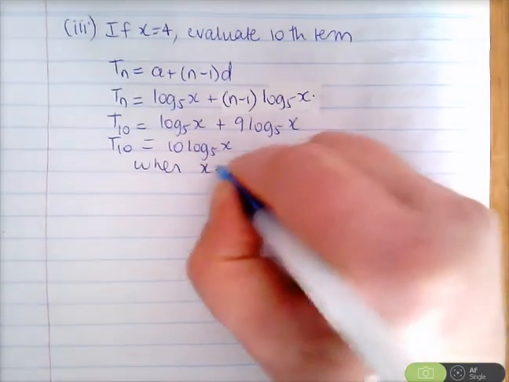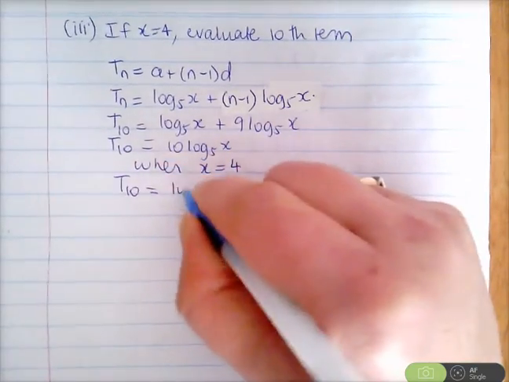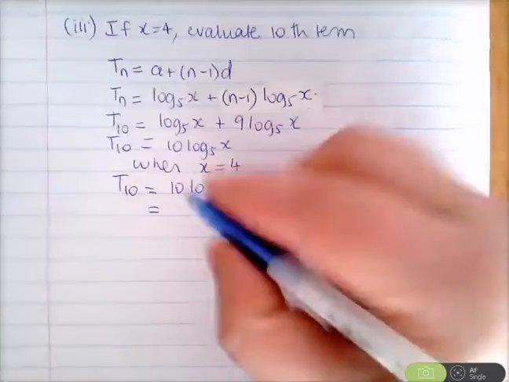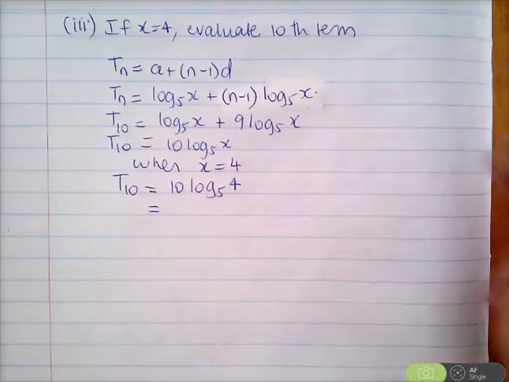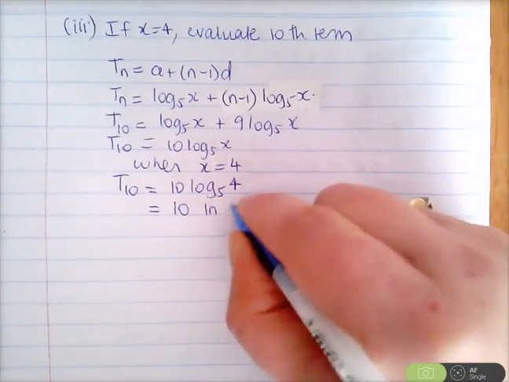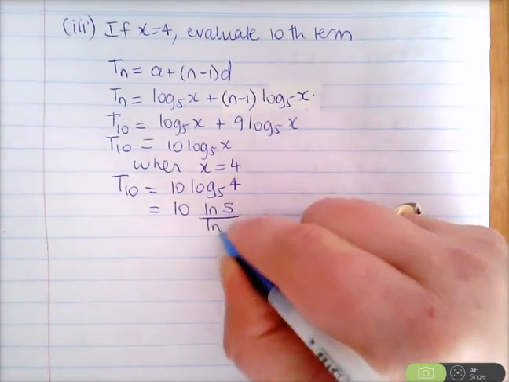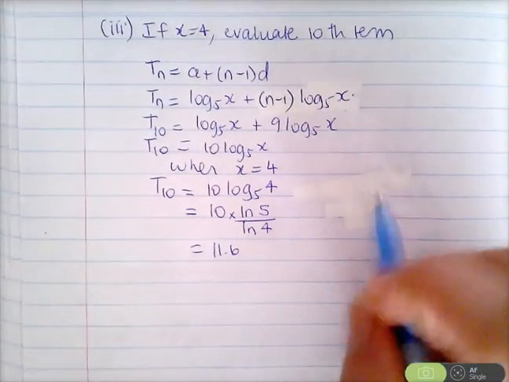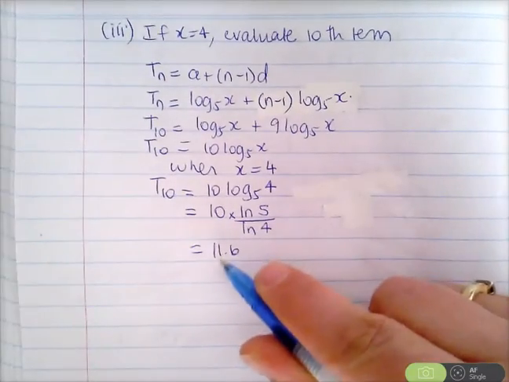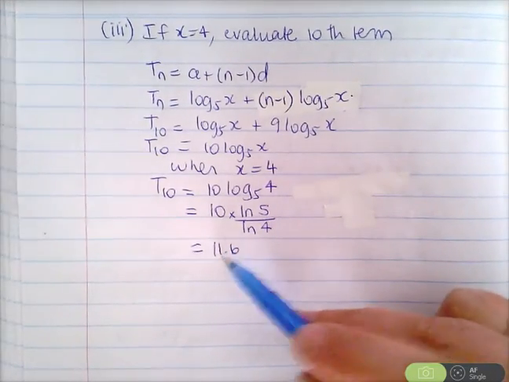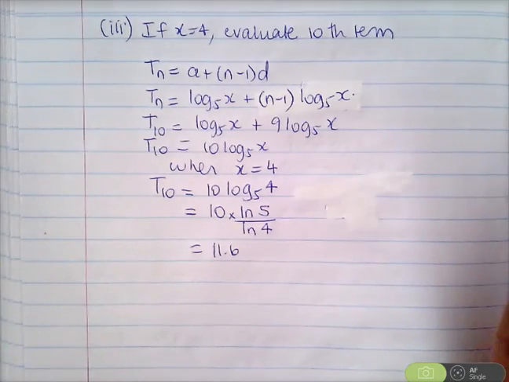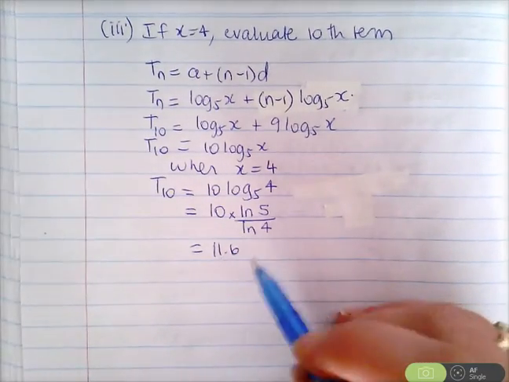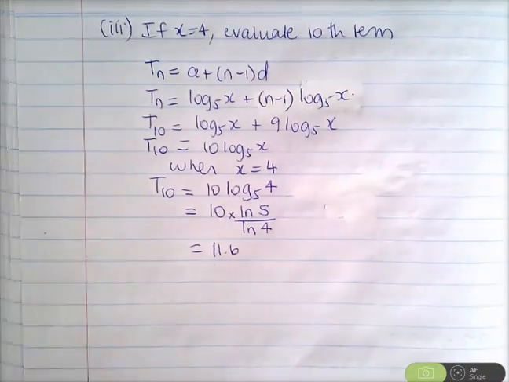And when x is 4, we get the 10th term is 10 times log to the base 5 of 4. Now, we need change of base to evaluate that, because we can't enter log to the base 5 of 4 in our calculator, so it'll be 10 ln 5 over ln 4. And just doing that on the calculator, that is 11.6. Look, this actually is an example from the text, and their solution is 8.6. I really think that there's a typo error in it. But look, I've just double checked that, and I believe that the answer is 11.6.